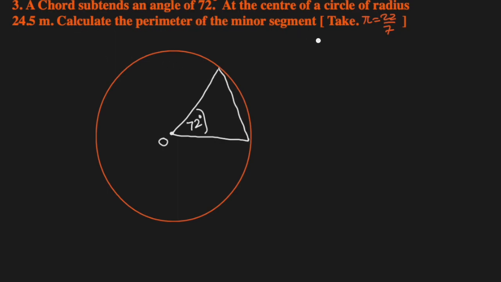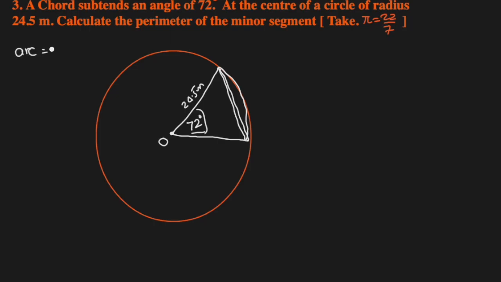Calculate the perimeter of the minor segment. Okay, the minor segment will be this line plus this arc, right? The length of the chord plus the length of the arc. Since this is 72 degrees and we know the radius is 24.5, they've given meters. So let's find the arc first. It is easier to find.